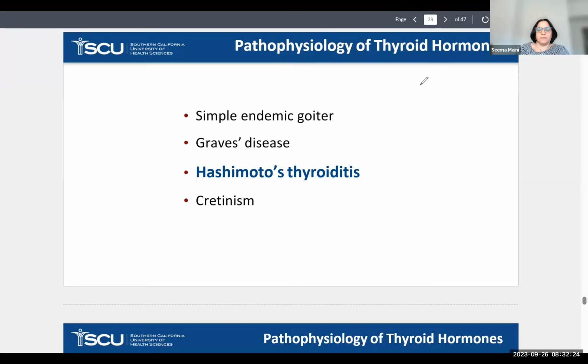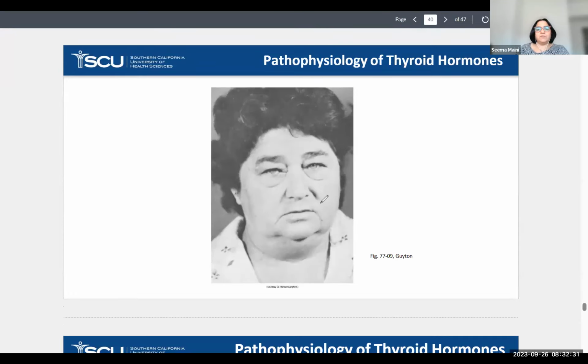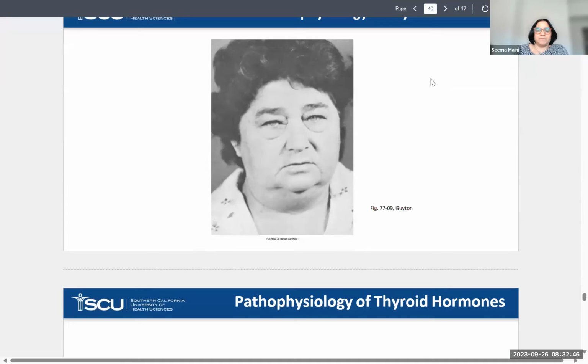So this is a hypothyroid patient. You can see puffiness of face, periorbital edema. This patient is not showing hair loss, having plenty of hair, but the puffiness is due to hypothyroidism, okay?